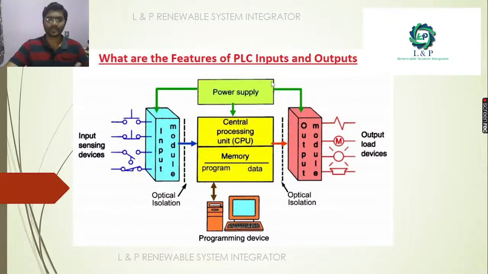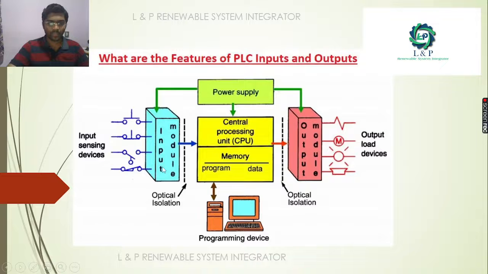What are the features in it? If you see, this is an input module. These are the sensing devices. See here, so many devices are there: push buttons, NO and NC contact buttons. And if you look at the output module, it is getting connected with the load devices, that is lights, motors, speakers. All these are getting connected with the output modules.